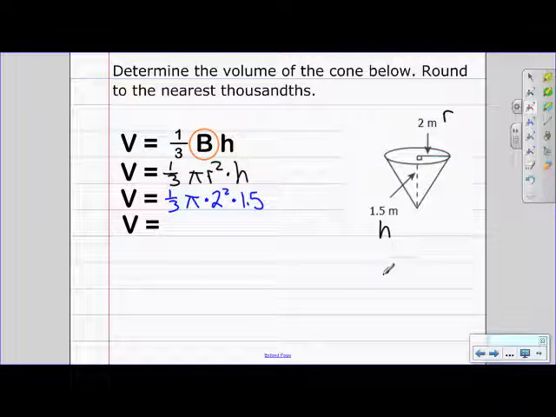So now, based on our solution from our calculator, the volume of the cone is 6.283 thousandths meters cubed.